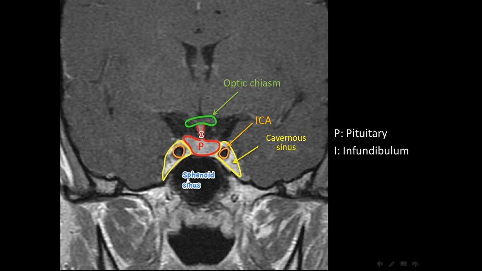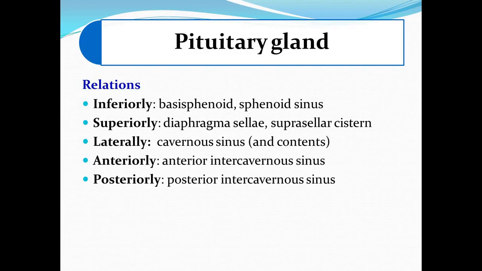This is a coronal image with illustrations of the pituitary gland, infundibulum, optic chiasm superiorly, and on either side the cavernous sinus with the internal carotid artery within the cavernous sinus. Inferiorly is the sphenoid sinus. So this is the pituitary gland with the juxta-sellar structures and these anatomical structures.